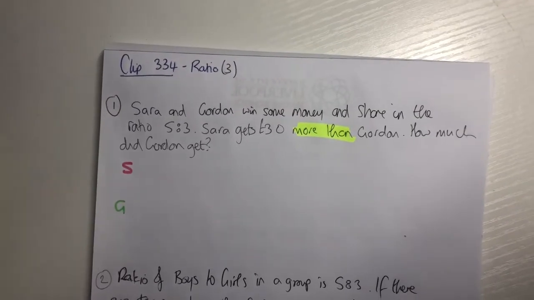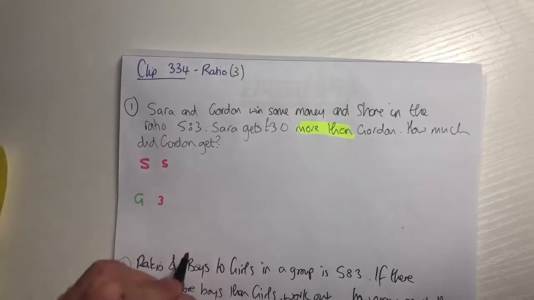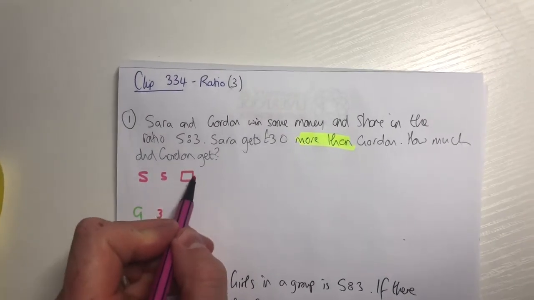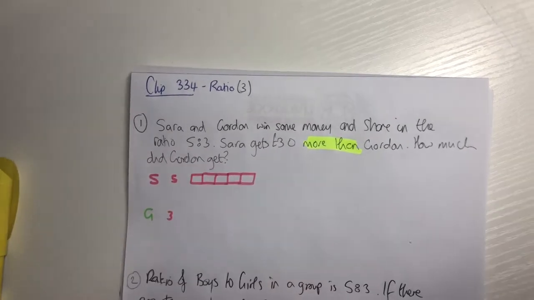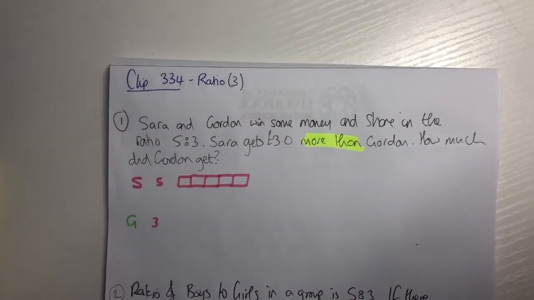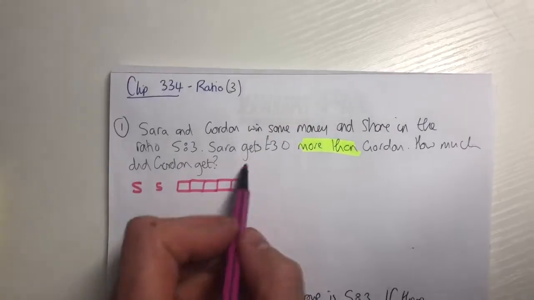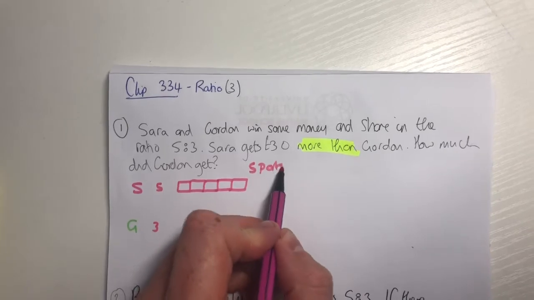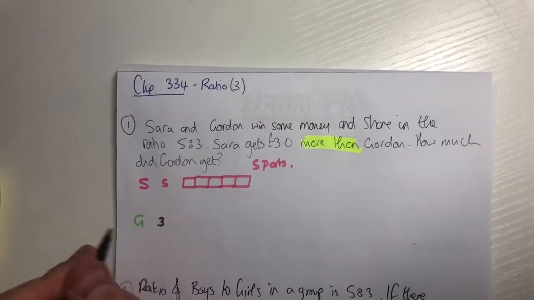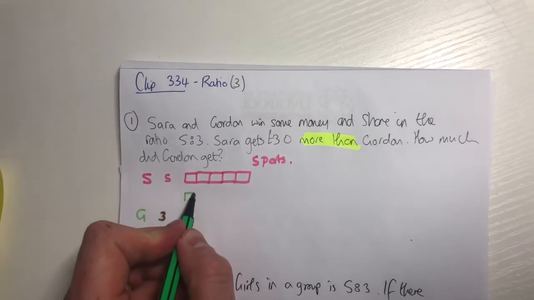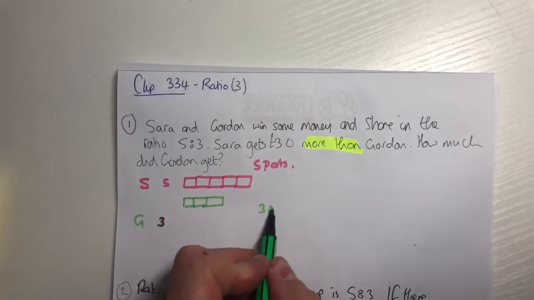So Sarah and Gordon win some money and share in the ratio 5:3. So I'm going to do this just like we did with the boxes. So this is using bar modelling. That's 5 of something, so 5 parts. And then Gordon has got 3 parts, do it the right colour. So he's got 1, 2, 3. Remember, these 3 parts are the same size as each other.